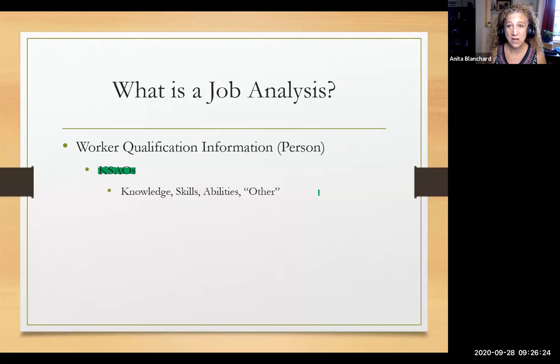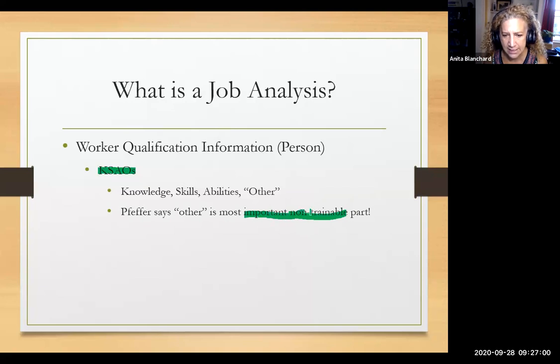I don't think those constructs are defined that well, but knowledge, for me as an IO psychology professor, would be that I need to know IO psychology. I need to have PhD skills. I need to be able to talk in ways that are understandable. Abilities would be engaging talk. I like to think of skills as the bare minimum, and ability is being engaging, enthusiastic, etc. And then other is what Pfeffer talks about as the most important non-trainable part. If you're going to teach at Harvard, I've met people who teach at Harvard, and I don't think it's any different than teaching anywhere else.